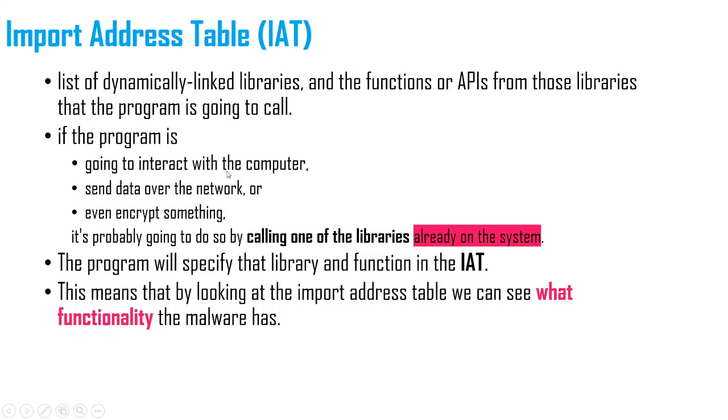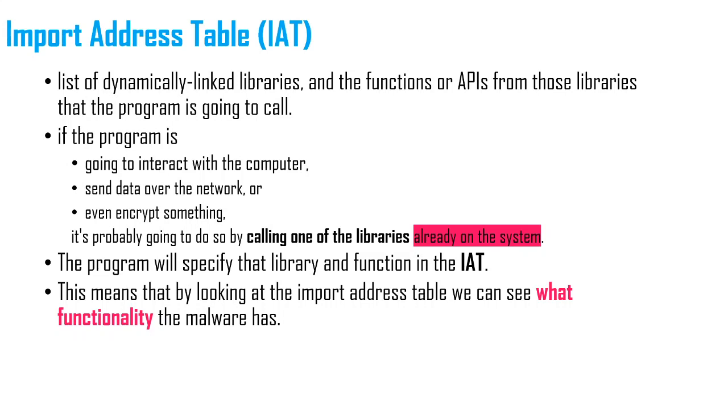If it is going to interact with the computer, say for example, if it is going to send data over the network, or even encrypt some data in the system, it is probably going to do so by calling one of the libraries already present in the system, as I said earlier. So every action a malicious file performs needs supporting library files, supporting functions, and supporting APIs. That supporting functionality the malicious file is going to get from the system itself.